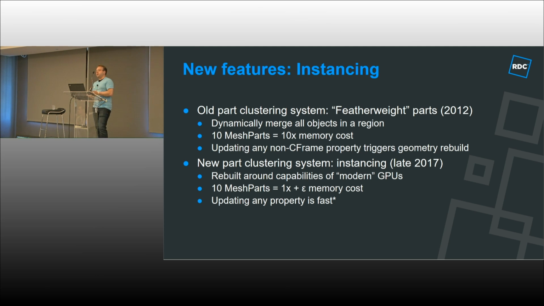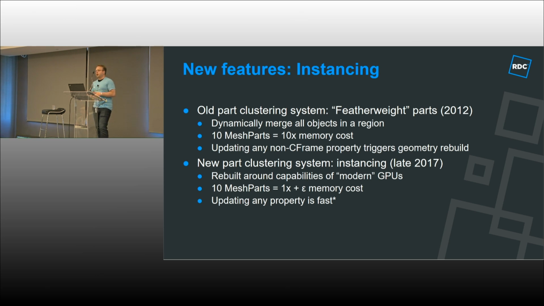So this is amazing for performance when nothing changes. There's two problems with this. First, if you have a lot of mesh parts, for example, or other parts with a lot of triangles, then this merging process can take a lot of time. And this is called reclustering. And you might have seen us refer to this on the Dev Forum in various cases. And the other problem is the memory cost of 10 mesh parts is now 10 times the memory cost of one mesh part because we have to merge all of them together, right?